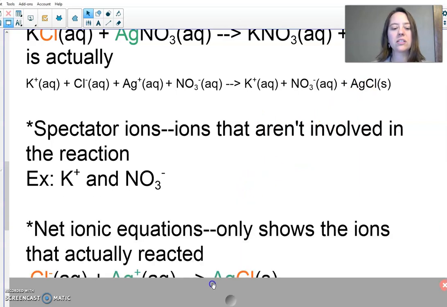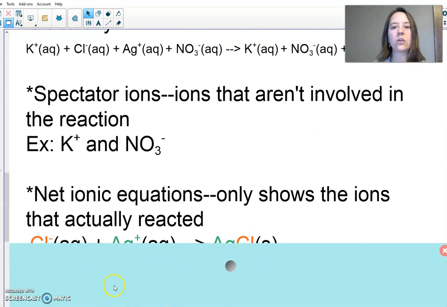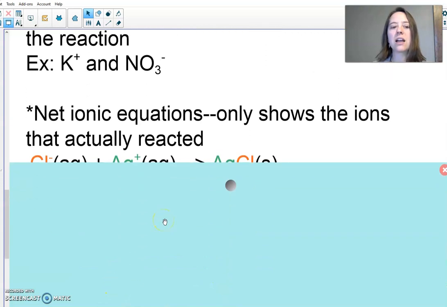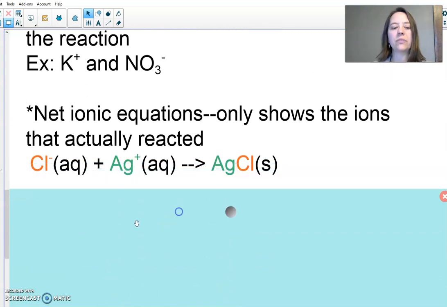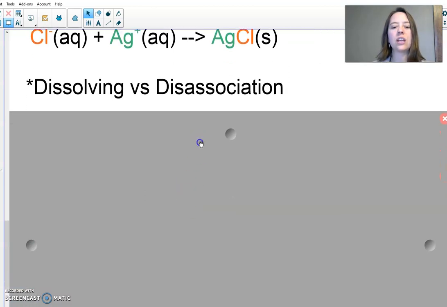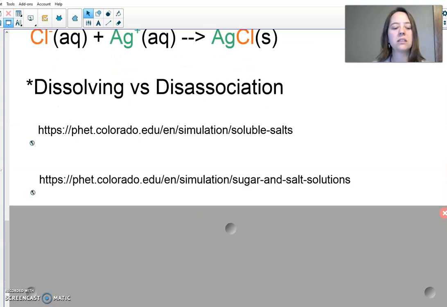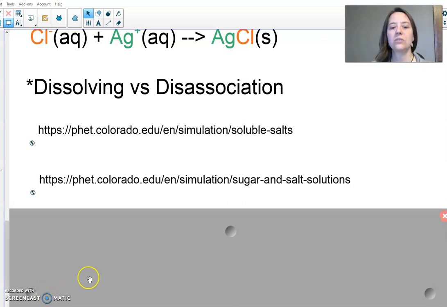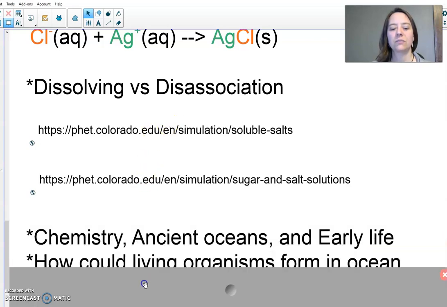So we would rewrite this in what we call a net ionic equation, which only shows the ions that actually reacted. So our chloride aqueous ion and our silver aqueous ion react to form silver chloride, which is a precipitate in the solid phase. Let's take a moment and talk about dissolving versus dissociation. I think it's best seen with some diagrams. What I think we're going to do is finish up our notes and then look at these simulations.